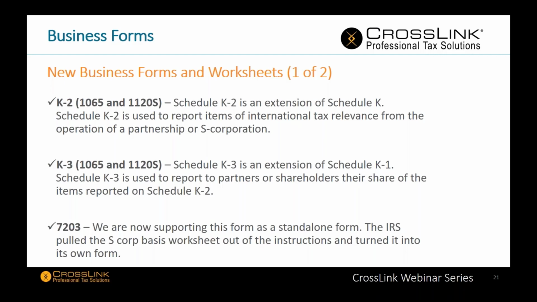K-3 applies to the 1065 and 1120-Ss. Schedule K-3 is an extension of K-1, and it's used to report to partners and shareholders their share of the items reported on Schedule K-1. The 7203, I believe this is a new form. This was pulled from the S Corp basis worksheet. It was pulled out of the instructions and turned into its own form. So that's going to be available in our CrossLink business package, for those preparing business or corporate returns.